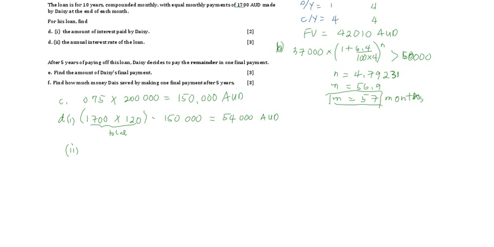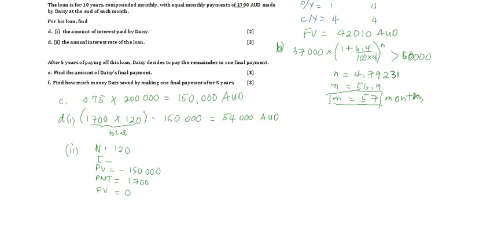So N is 120, and then our I is missing, and our PV, present value, is negative 150,000. This is actually the loan. Our PMT is 1,700. You shall write every information needed. The future value shall be 0. So this is the time we have paid out the loan.